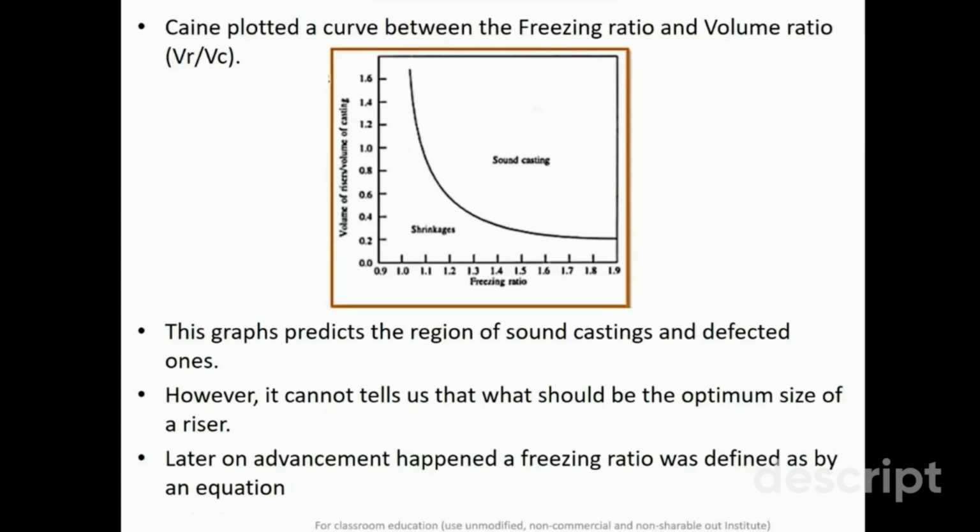But this observation or curve cannot tell us the optimum size of a riser. He basically said that you prepare a riser and conduct the pouring, and then you can see whether you are getting a sound casting or a defective casting. So it is very difficult to tell the optimum size of a riser. Later on, he modified the concept of the freezing ratio and gave another equation which can be used to determine the size of a riser.